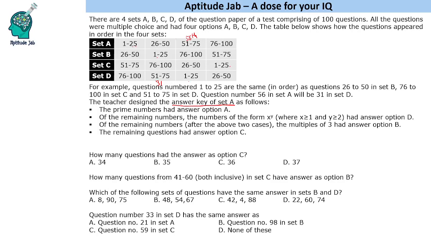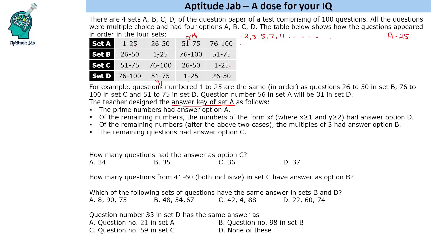The prime numbers had answer option A. What are the prime numbers? We know the prime numbers are 2, 3, 5, 7, 11, and so on. So these had answer option A. If you know the count, it is good. Otherwise, you could count. There are 25 prime numbers less than 100. So 25 questions have answer option A. You do not need to find the answer of each of the questions. You just need to know the conditions.